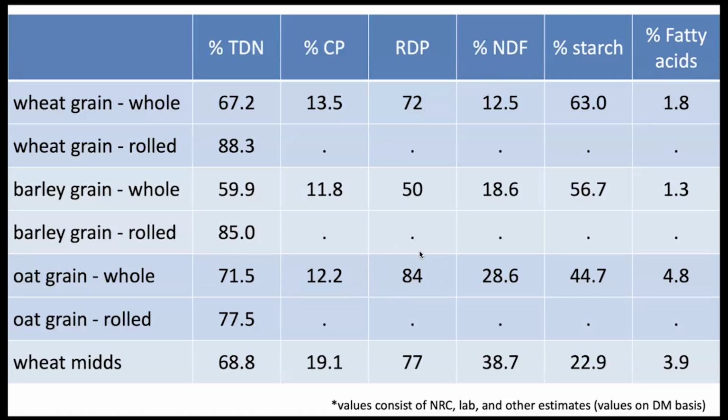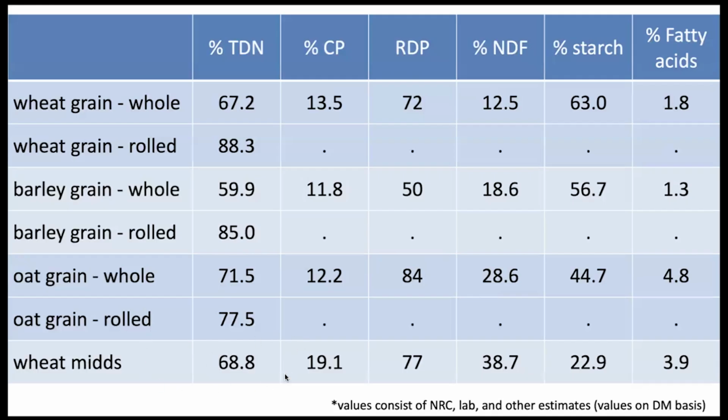Most of that protein is digested in the rumen, higher NDF content, and then oats do have a little higher fat content than our other cereal grains. They're going to have the highest fat content we see. But you can see still have a fairly low TDN there.